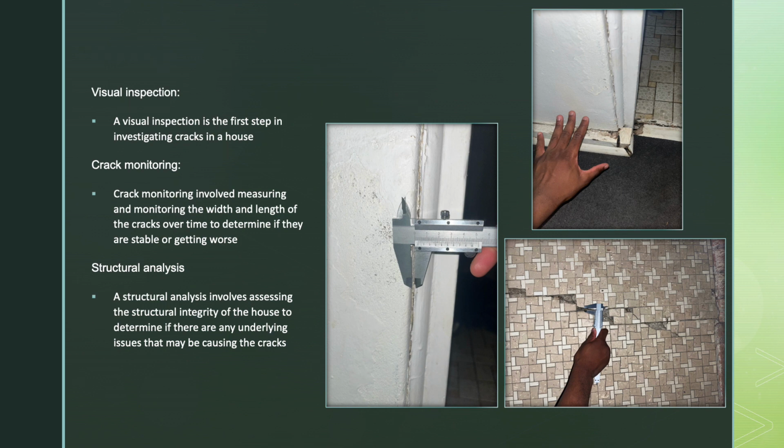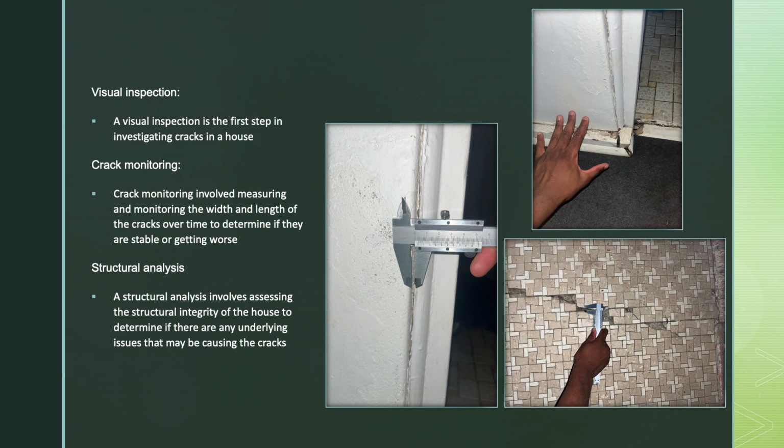A visual inspection was the first step in investigating cracks in the house. This involved visually inspecting the cracks to determine their location, shape, size, and orientation. As inspector, signs of movement or displacement around the cracks were observed throughout the time.